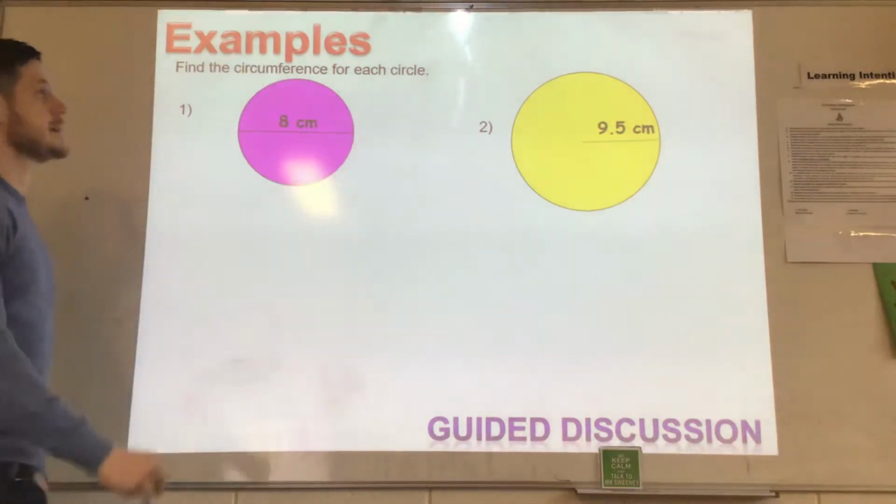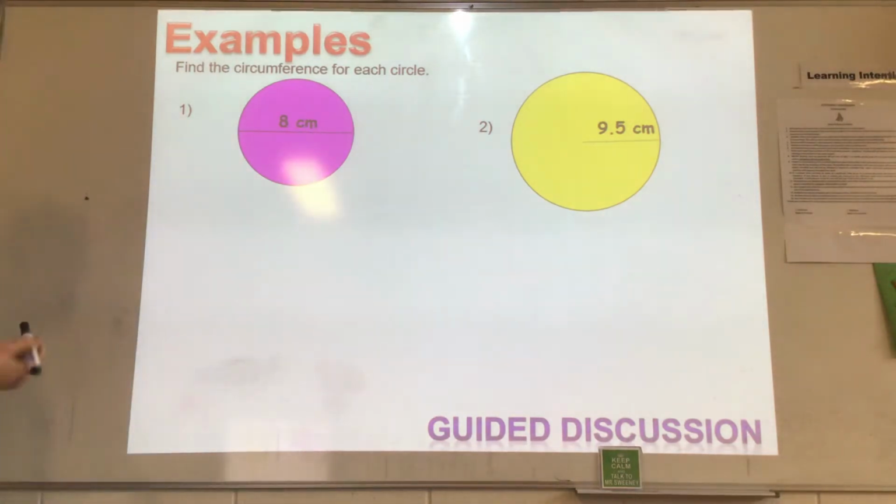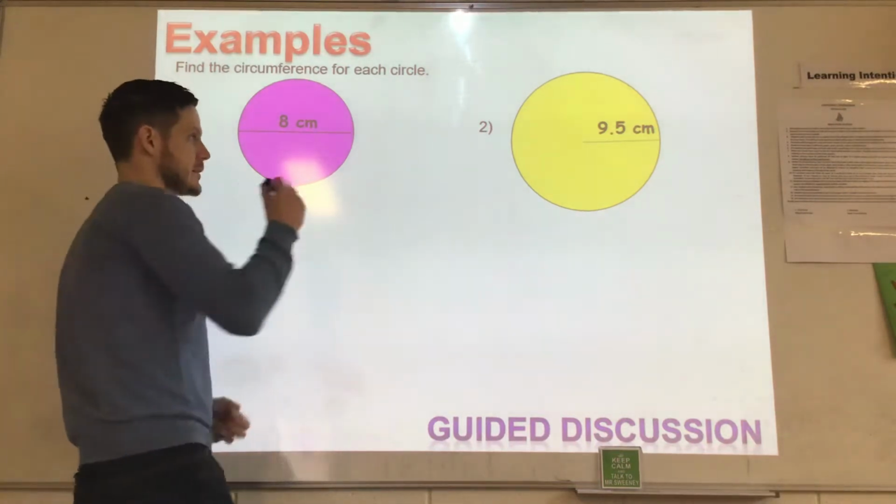It's the exact same thing as perimeter. So we used the word perimeter as well. You might have seen that before, or you should have seen that before, hopefully. So circumference means the same thing. The formula for circumference is a little bit different.